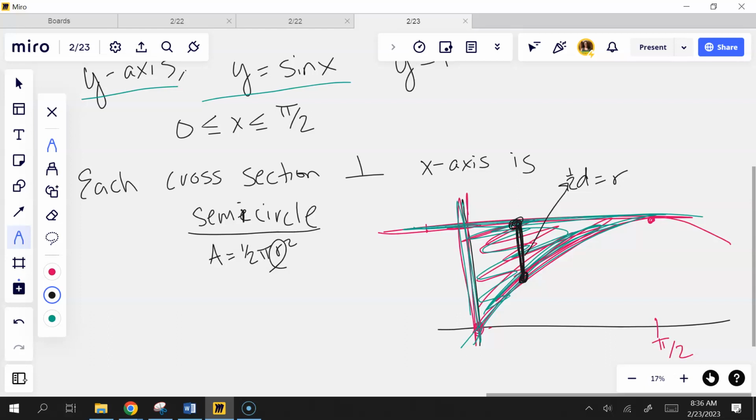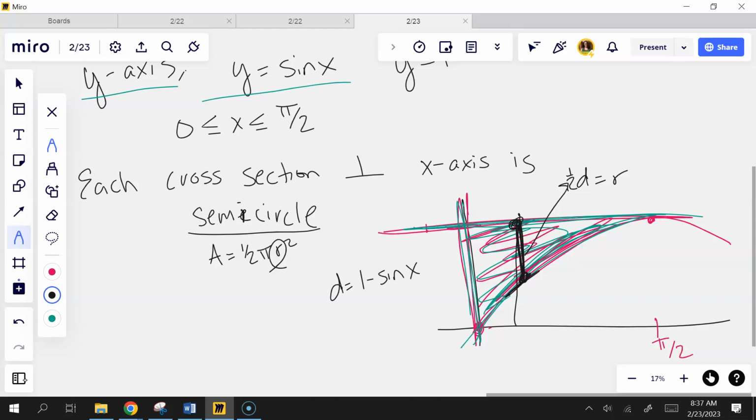If it was a square, that'd be the side length. If it was an equilateral triangle, that would be the base of it. So what's the whole diameter there? The diameter is 1 minus sine x. All the way up is 1, but I take out this sine x here. Y'all are going to do great with volume by revolution, if you can see the hole that's there, then you'll be fine.